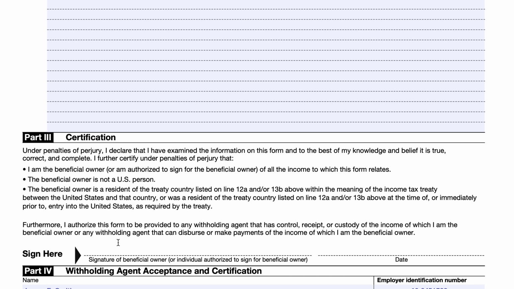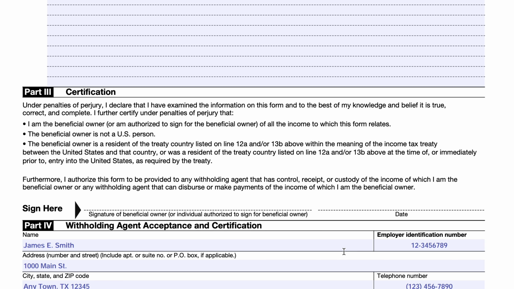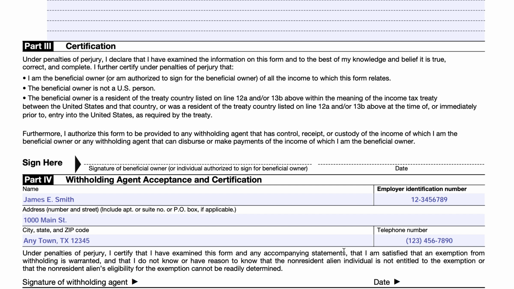If that's the case, you would sign all of this and date it here, and then you're authorizing the withholding agent to send this to the IRS on your behalf.